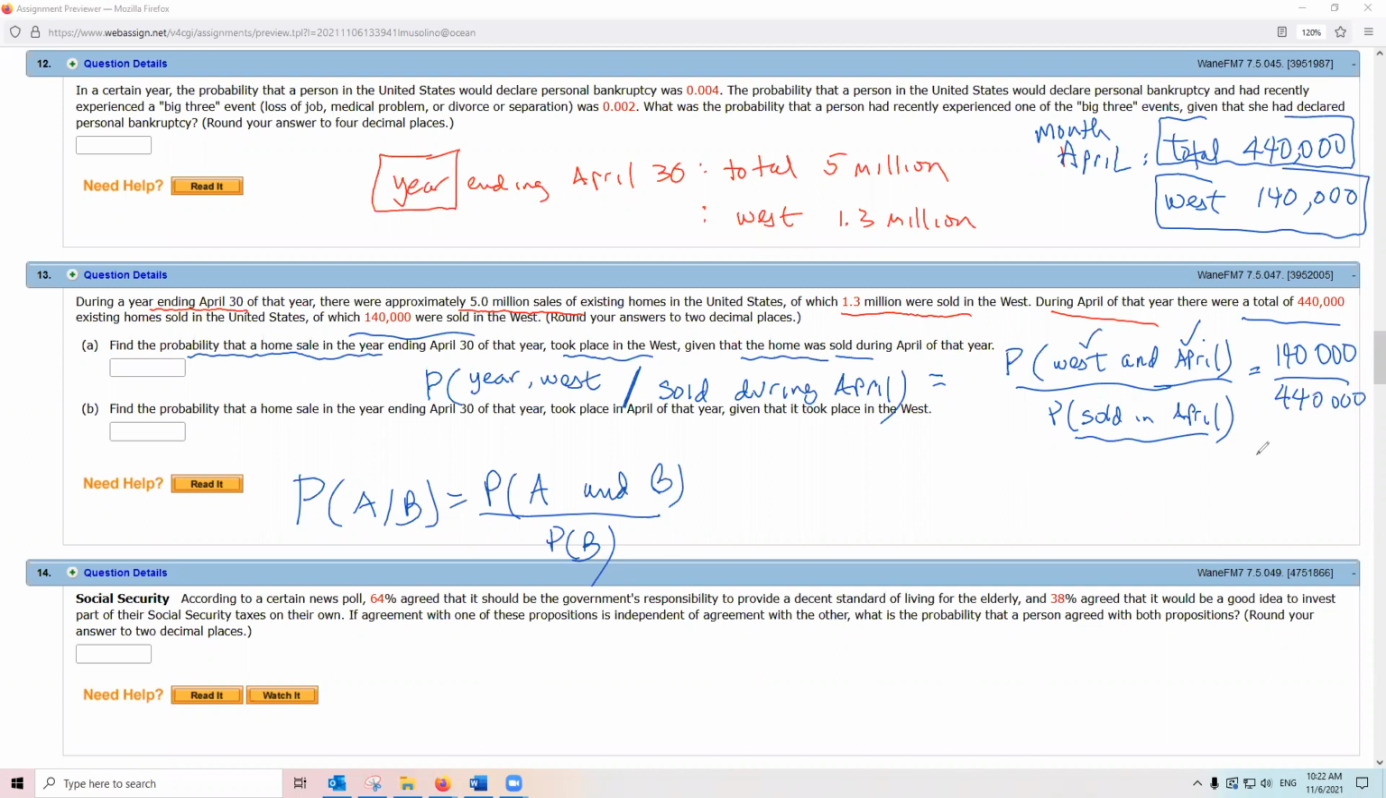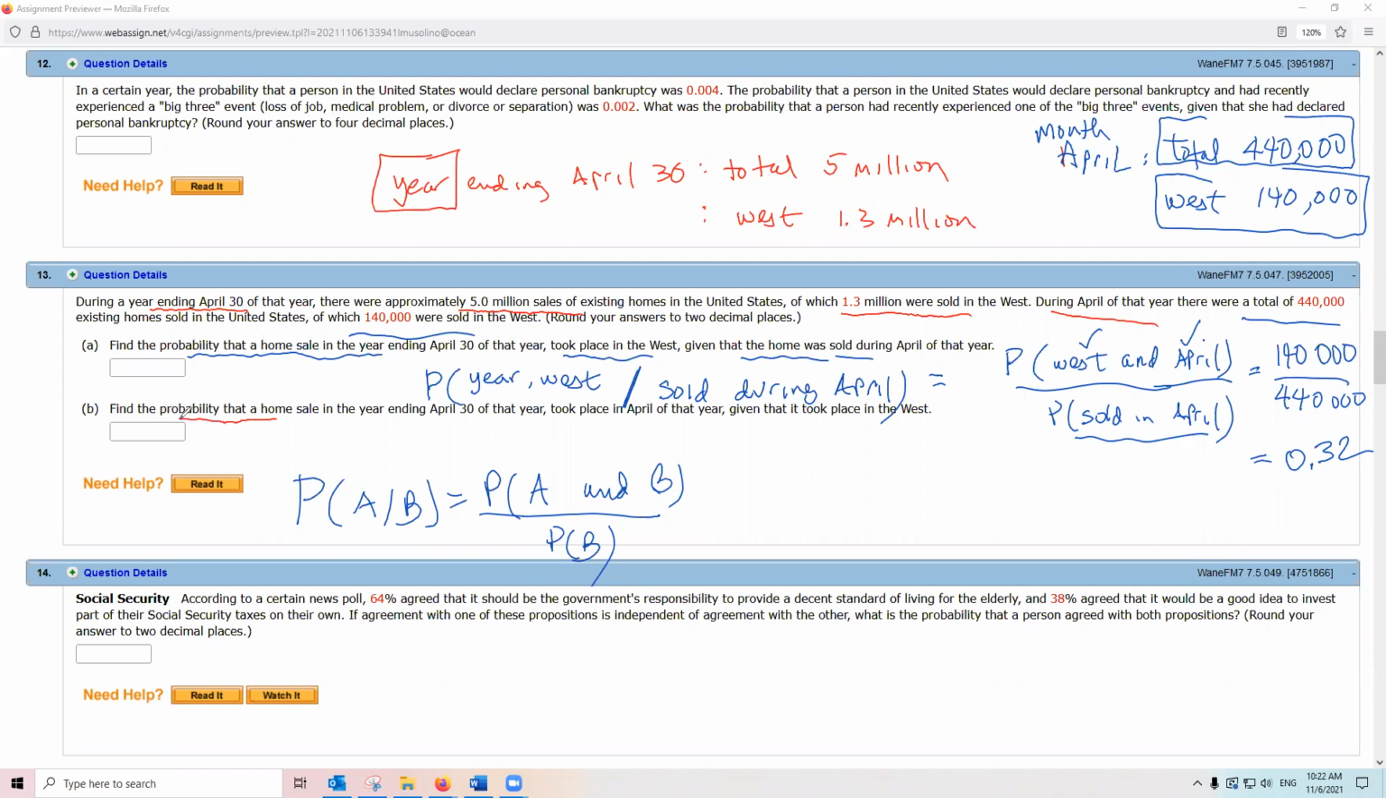So I can work this out on my calculator. And I think I'm ending up with 0.32. It says round your answer to 2 decimal places. So I'm going to use 0.32 for part A. All right, let's go to part B.